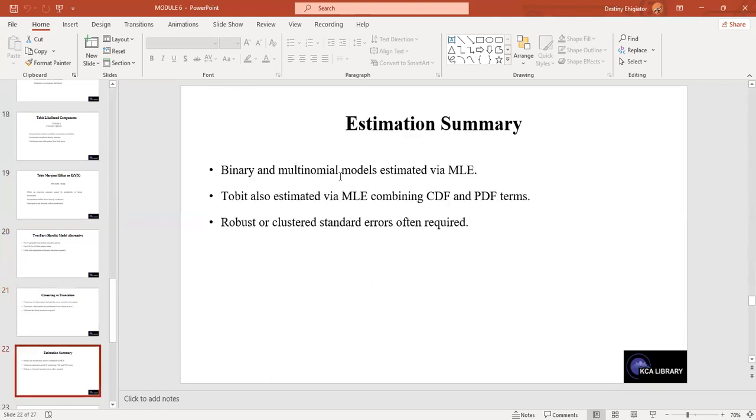Let's look at the estimation summary. Binary and multinomial models are estimated via MLE. Tobit is also estimated via MLE, combining CDF and PDF terms. Robust or cluster standard errors are often required here.